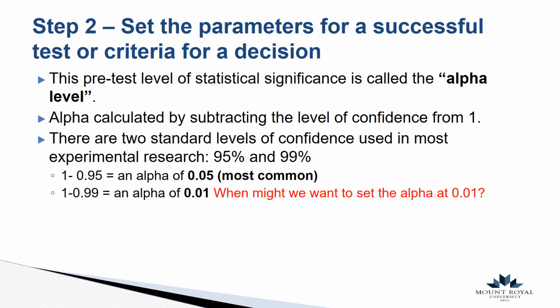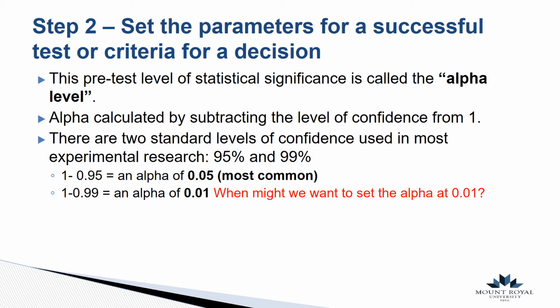So in relation to setting these parameters for a successful test, or the criteria for a decision, this pre-test level of statistical significance, once again, is called the alpha value or the alpha level. And alpha is calculated by subtracting the level of confidence from 1. And there are 2 standard levels of confidence used in most experimental research, 95% or 99%.